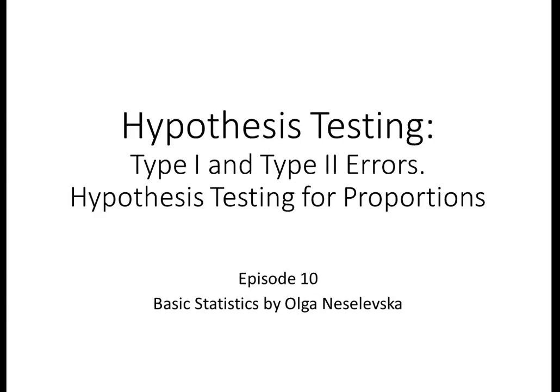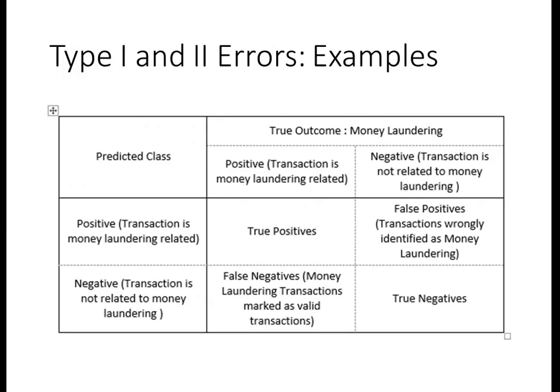So today I'm going to talk about a couple of things. Firstly, I will give you information about type 1 and type 2 errors in hypothesis testing. Then I will introduce statistics procedure for hypothesis testing for proportions, and I will give you some final remarks at the end of this video. It's short final episode of this course, so let's get started.